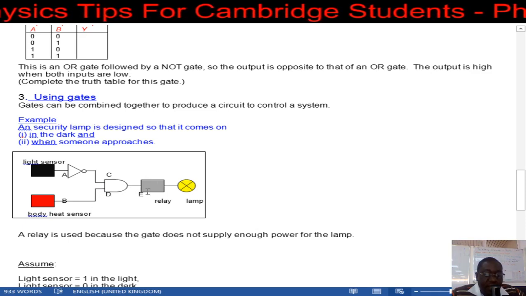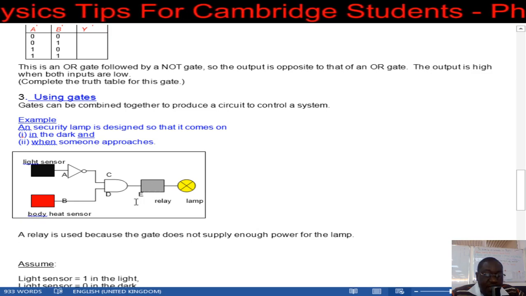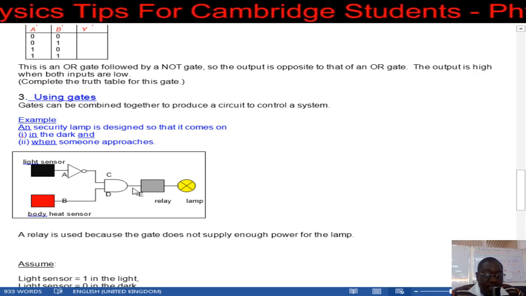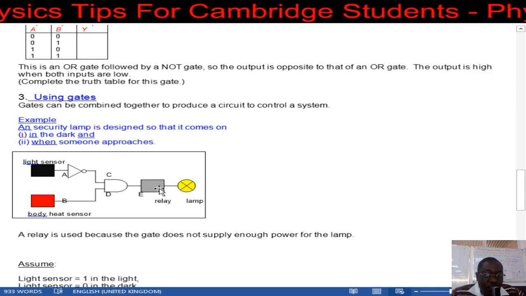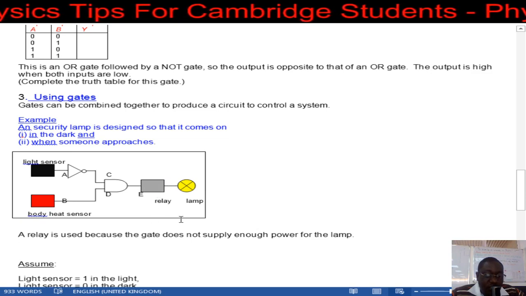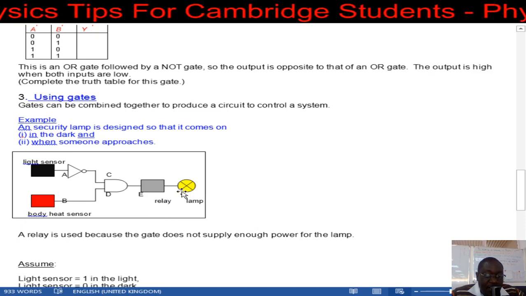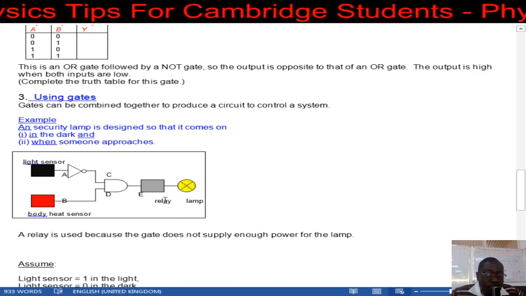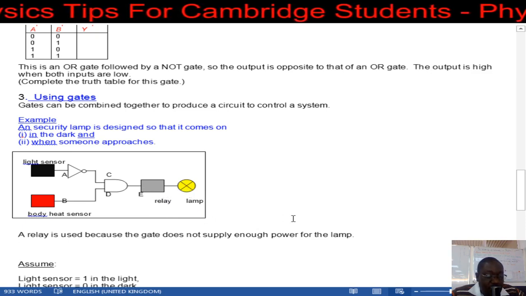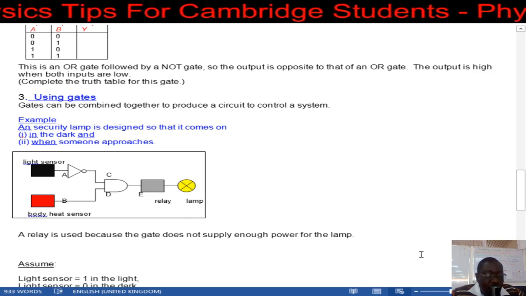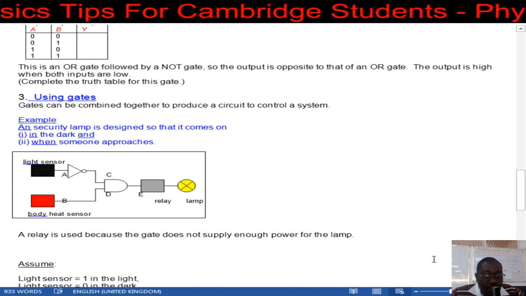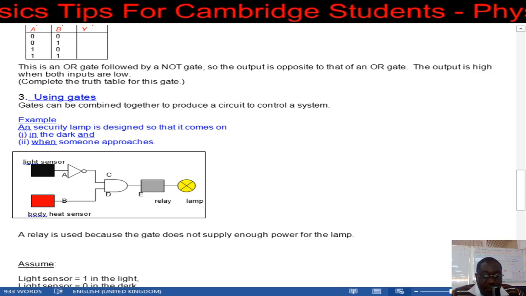And the relay, remember the purpose of a relay, a small signal comes from there, and then the relay is connected to another circuit which can then make this lamp go on. So that's how this circuit works. A relay is used because the gate does not supply enough power for the lamp.